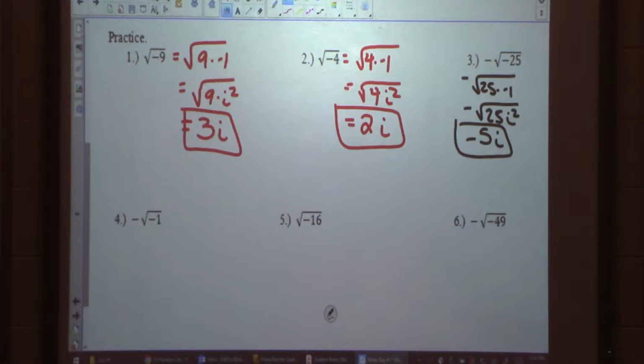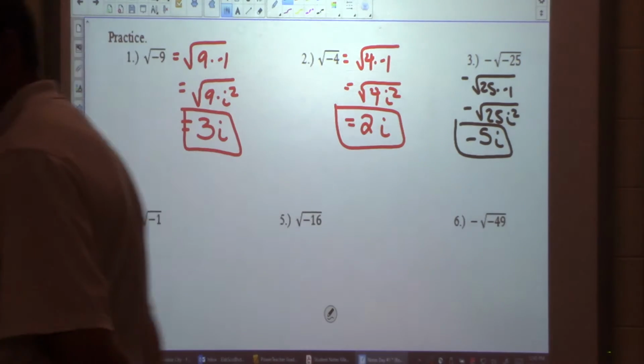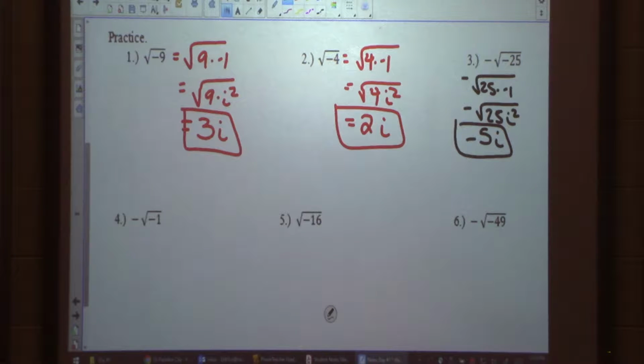What's i squared? What's i squared? There you go. It's negative 1. It's fine, but is this better? Same.